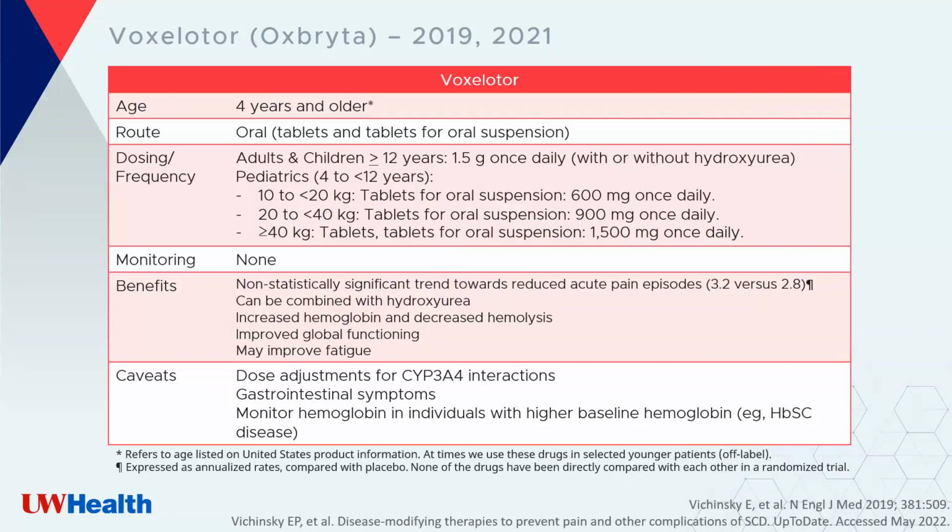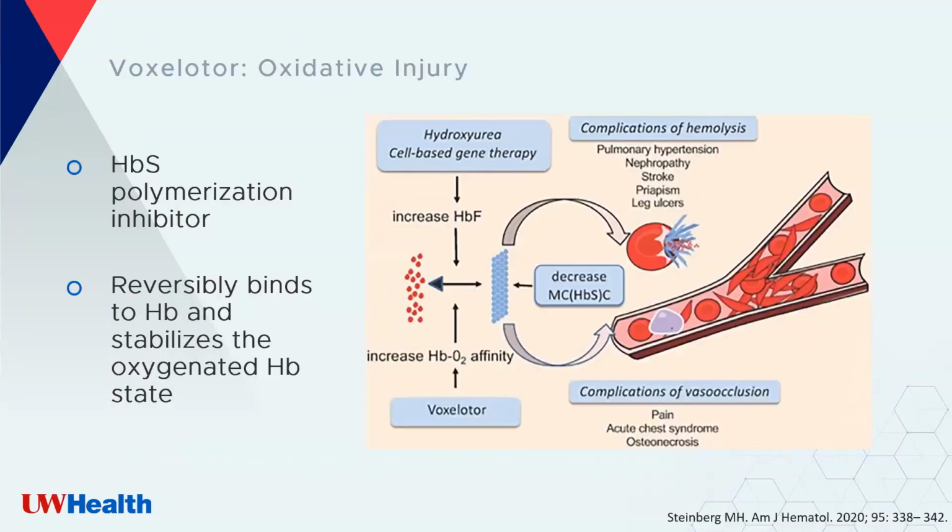see amongst other medications. This is also a medication that can be taken in combination with hydroxyurea, and some other benefits: it increases hemoglobin levels, decreases hemolysis, improves global functioning from a high level perspective, and it may also improve fatigue. And so, thinking of voxelotor from a science or a mechanistic level, it's a polymerization inhibitor.